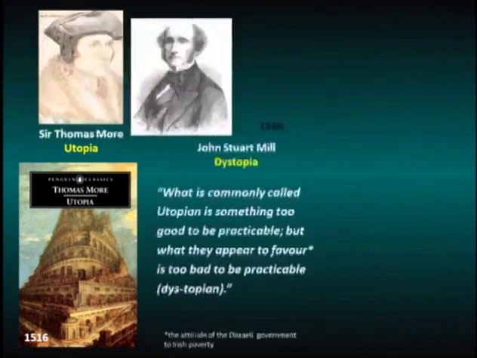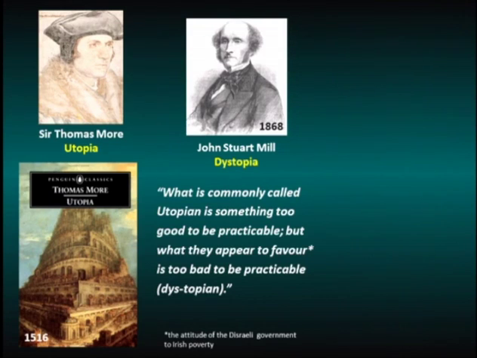Track forward a couple hundred years to the 19th century and the famous liberal philosopher John Stuart Mill, and he introduced the term dystopia. And he pointed out that what is commonly called utopian, back here by Thomas More, is something that had come to be viewed as too good to be true or too good to be practicable. That was not the original definition, but that's the way it turned out. And vis-a-vis the Disraeli government's attitude to Irish matters at the time, he commented, but what they appear to favour is too bad to be practical, and this is dystopian, a system that is just too bad to be true.